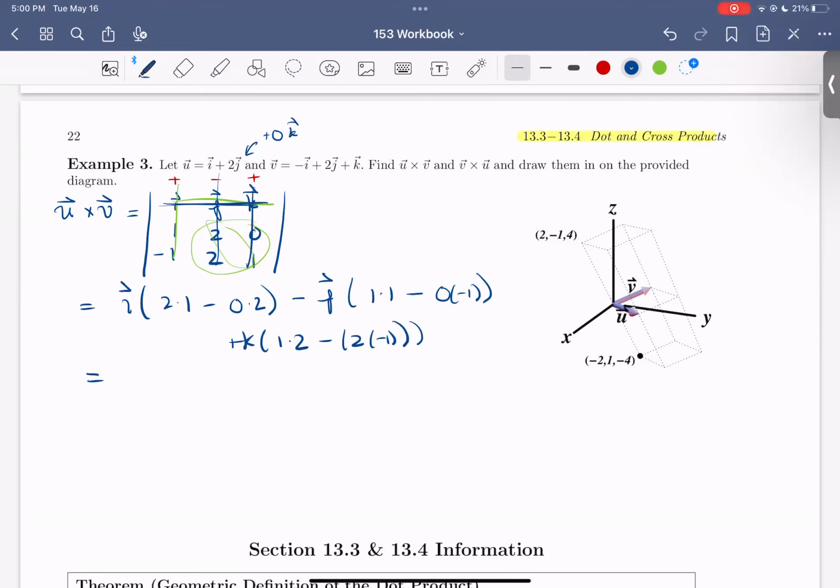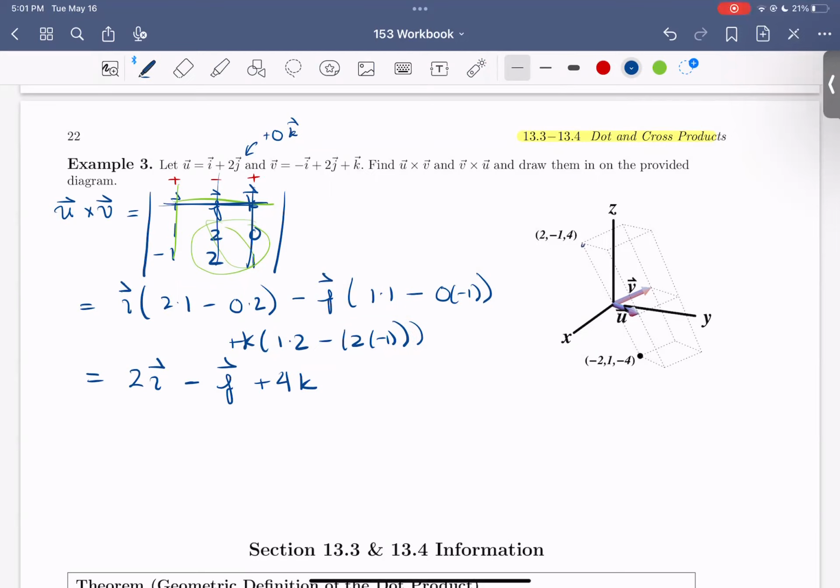So now if we multiply out here, we get 2 minus 0 is just 2, so we get 2i minus, we have 1 minus 0, so that would just be minus 1j. And then that final component here, we get 2 minus -2, so that would be 2 plus 2, which is 4. So we have plus 4k. So let's go ahead and draw that on our diagram.